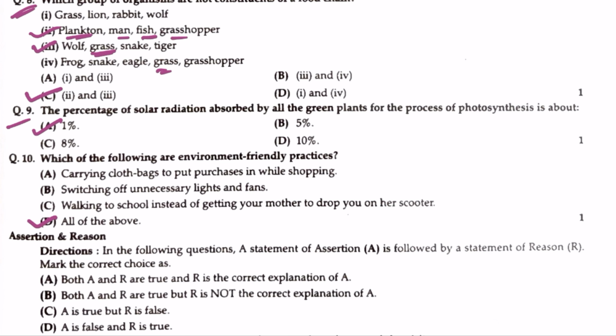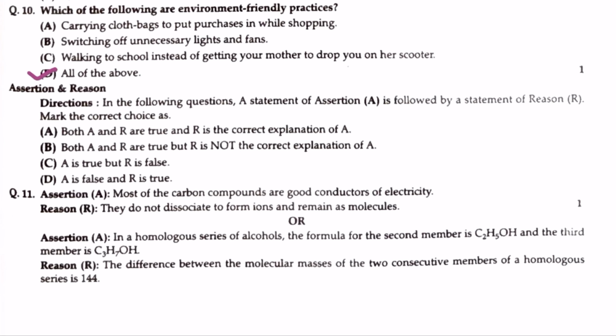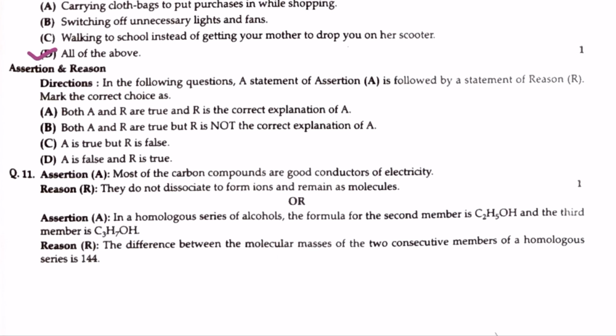Assertion and reason. Question 11 part 1. Assertion is most of the carbon compounds are good conductors of electricity. Wrong. Carbon compounds are not good conductors of electricity because most of the carbon compounds are covalent compounds. Reason is they do not dissociate to form ions and remain as molecules. Correct. Reason is correct. Carbon compounds are covalent compounds. They will not form ions. So assertion is wrong. Reason is correct. So for this it will be option D.